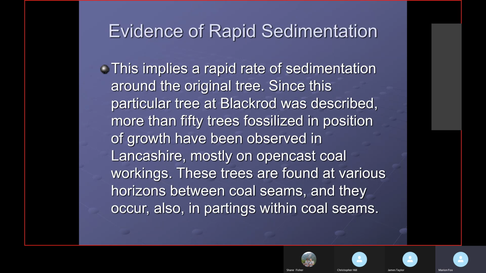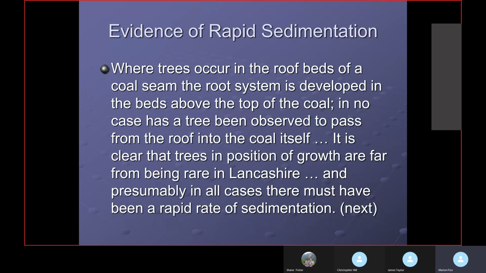Since this particular tree in Black Rod was described, more than 50 trees fossilized in position of growth have been observed in Lancashire, mostly in opencast coal workings. These trees are found at various horizons between coal seams, and they occur also in partings within coal seams. Trees occur in the roof beds of the coal seam. The root system is developed in the beds above the top of the coal; in no case has a tree been observed to pass through the roof into the coal itself. So the roots did not go down into the coal. It is clear that the trees in position of growth are far from being rare in Lancashire. Presumably in all cases, there must have been a rapid rate of sedimentation. Fits my flood model quite well.